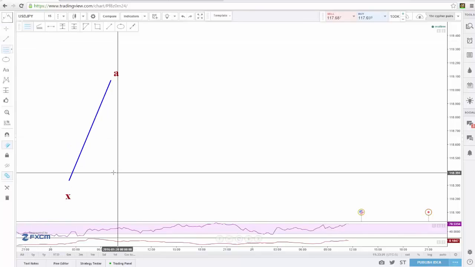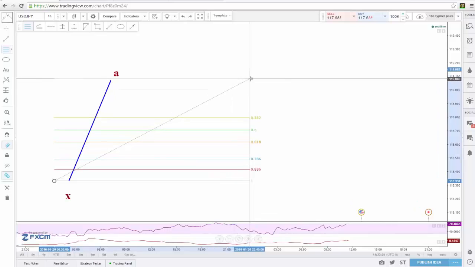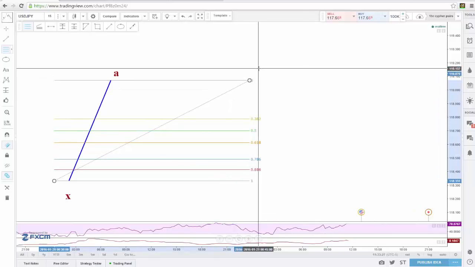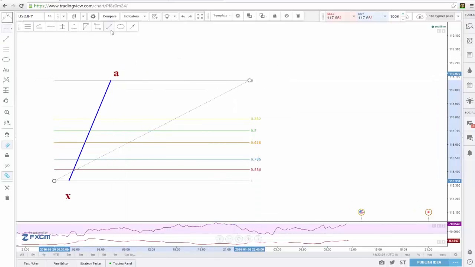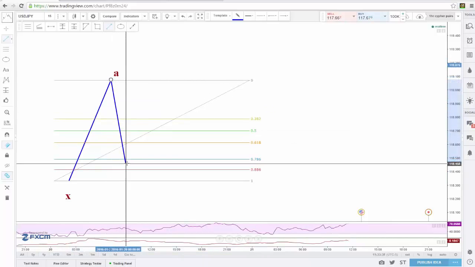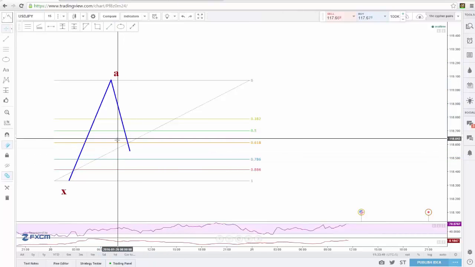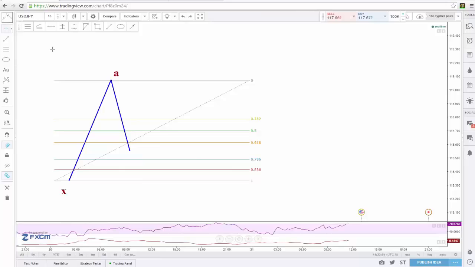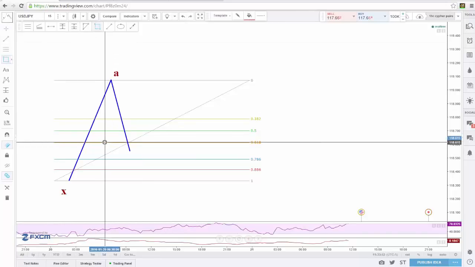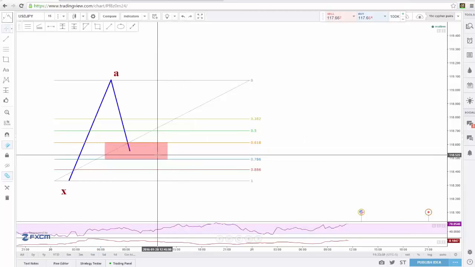This first pullback from X to A, we take a Fibonacci retracement from down here at X up to our A point. And this first pullback has to come down and touch the 618 retracement, but cannot touch the 786 retracement. So we have an area here between the 618 and 786 that the market can terminate in.